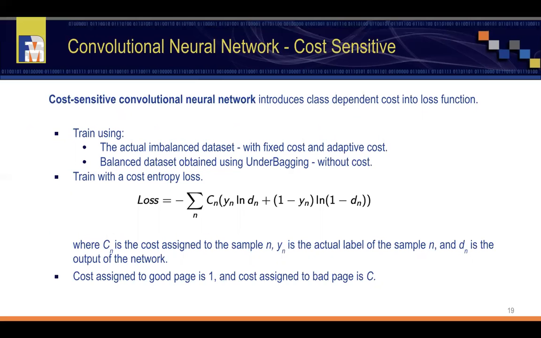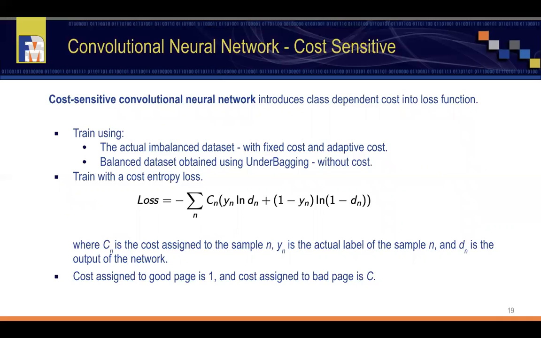The next algorithm we have studied is the convolutional neural network with cost sensitiveness. So we've performed training on the convolutional neural network using a cost entropy loss with the cost assigned to each sample and a modified data set using underbagging. For the cost entropy loss, we perform the training using two different cost functions. First, a fixed cost per class. Second, an adaptive cost.